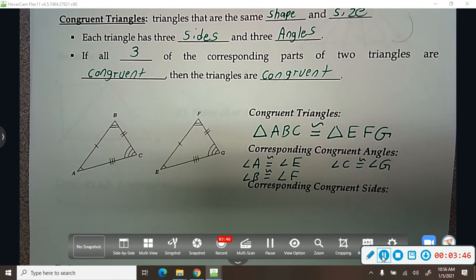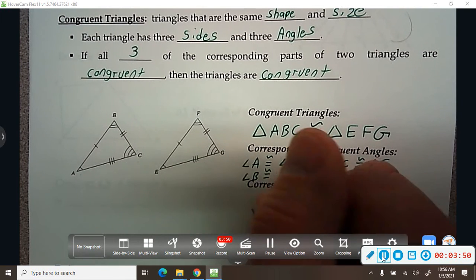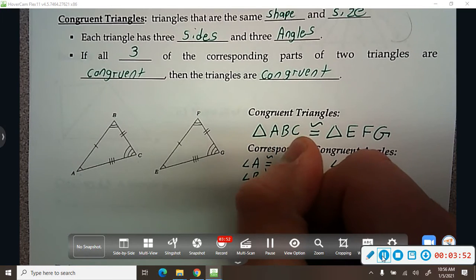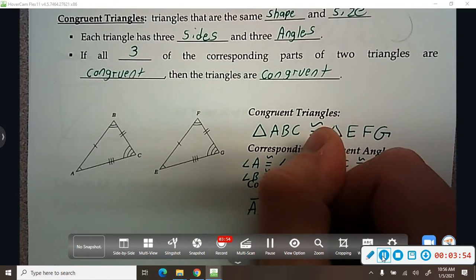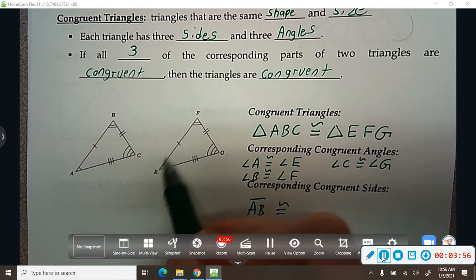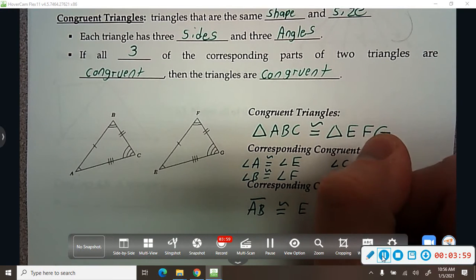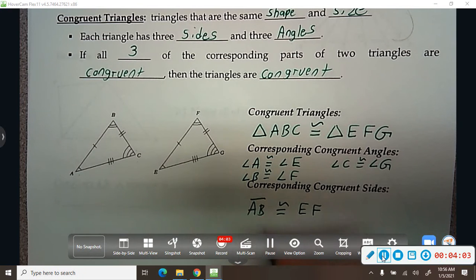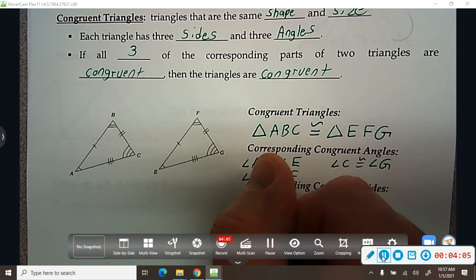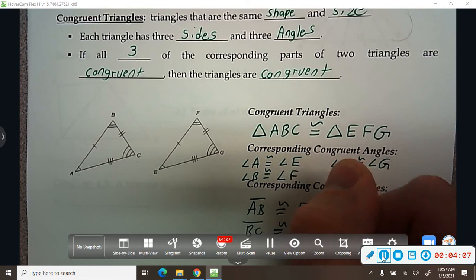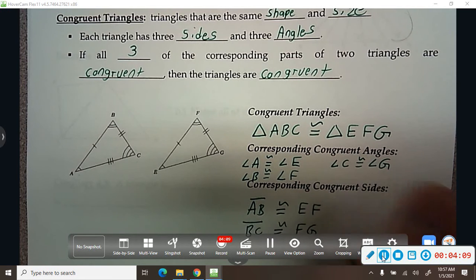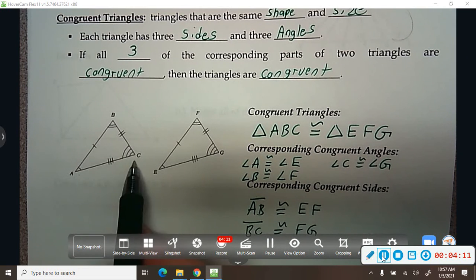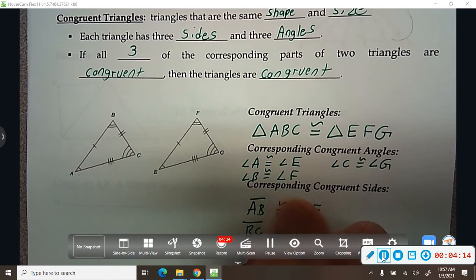And then what about the corresponding sides? I'd say that AB is congruent to EF. BC is congruent to FG. And AC is congruent to EG.